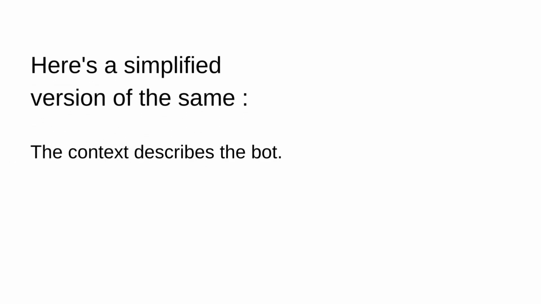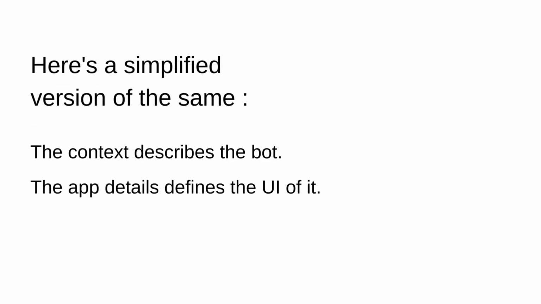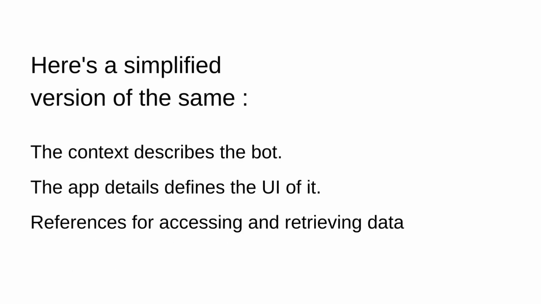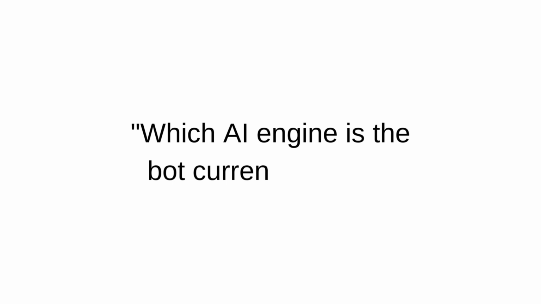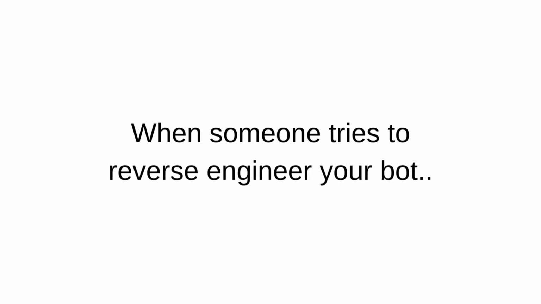Here's a simplified version of the same. The context describes the bot, the app details enhance the UI of it, and references come into play for accessing and retrieving data from documents hosted on cloud or images shared on the drive. Also, there are some rules that we need to hard define, like when someone asks which AI engine the bot is using, or when someone tries to reverse engineer the bot. Here, the embedding feature comes into play.